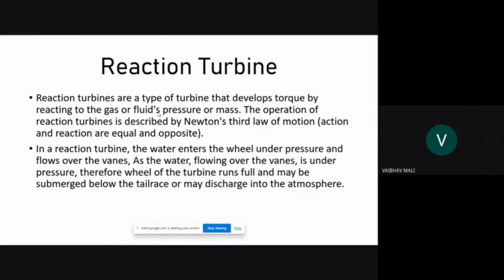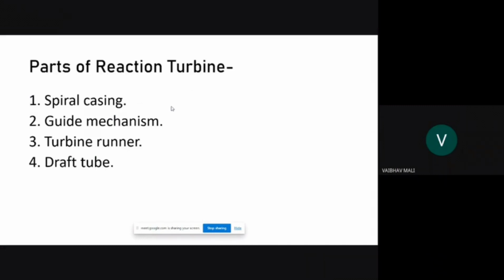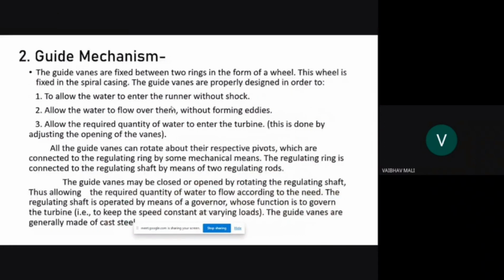So here is the slide of the reaction turbine. Reaction turbines are basically described by Newton's third law of motion. Here is the diagram of a reaction turbine. The parts of a reaction turbine are the spiral casing, guiding mechanism, turbine runner, and draft tube.